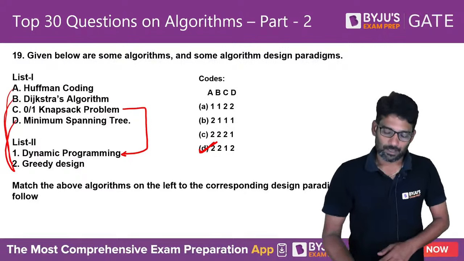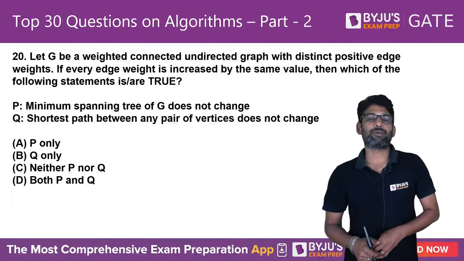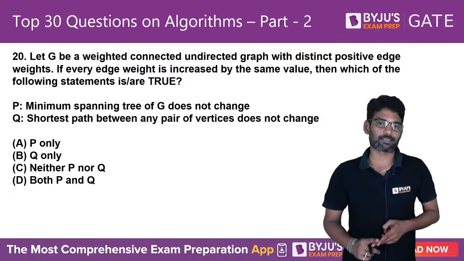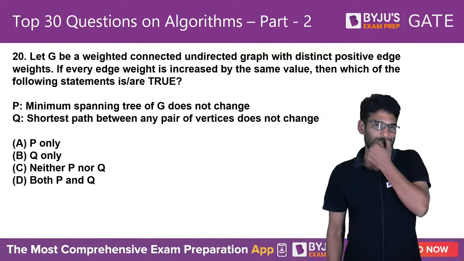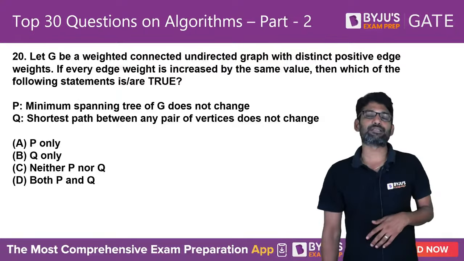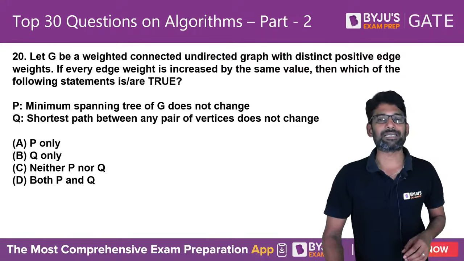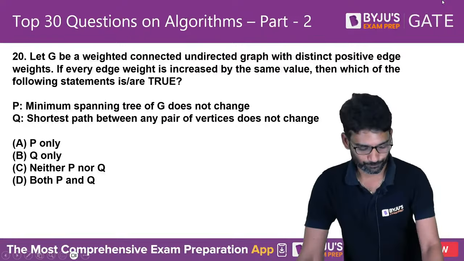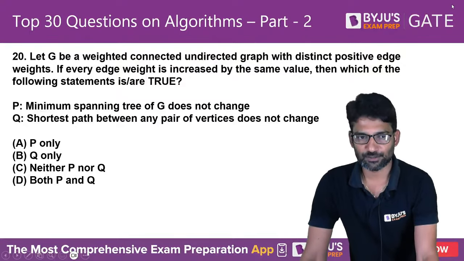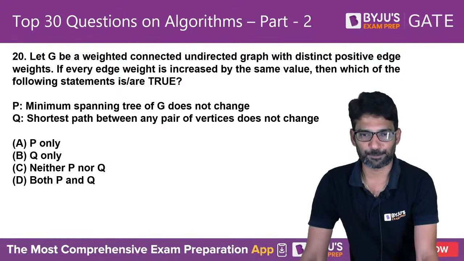Okay. The last question, question number 20 today. Let G be a weighted, connected, undirected graph with distinct positive edge weights. If every edge weight is increased by the same value, then which of the following statements are true? P. Minimum spanning tree does not change. Q. Shortest path does not change.